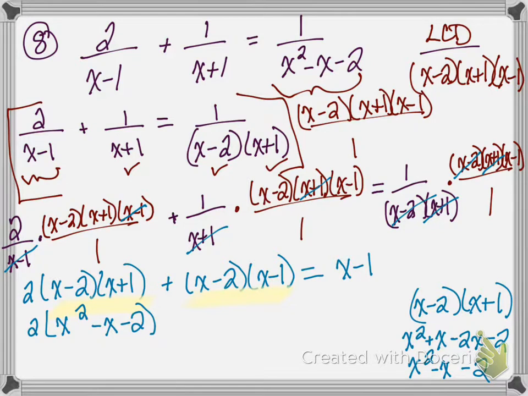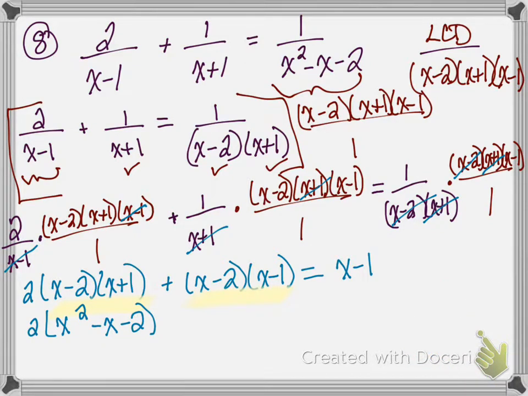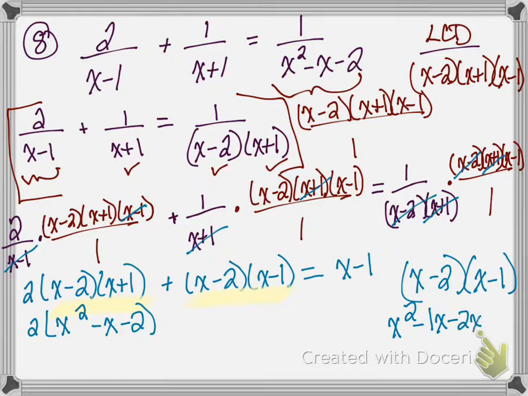Okay, now I want to FOIL my next two binomials. So I have x minus 2 times x minus 1. X times x is x squared. X times negative 1 is negative 1x. Negative 2 times x is negative 2x. Negative 2 times negative 1 is positive 2. So I have x squared minus 3x plus 2. Now, I don't have anything that I need to distribute this one by.